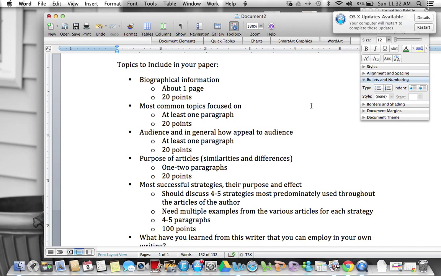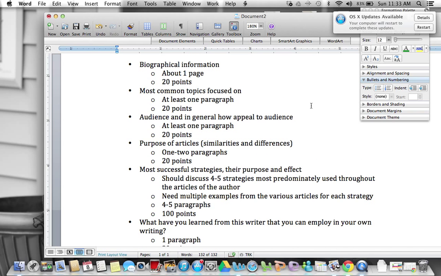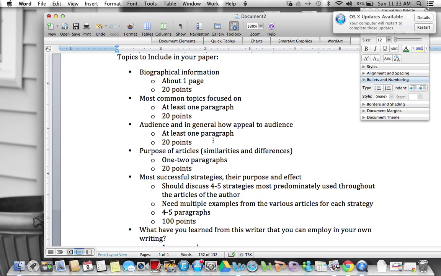The fourth section will be the purposes of the articles. So what similarities and differences did you see between the purposes, or did each article have the same purpose? So be specific about talking about each article and then what the purpose was. That should be 1 to 2 paragraphs, and then again will be another 20 points. Those 4 sections, biographical, common topics, audience, and purpose, are what I expect for you to have on Tuesday for your rough draft.